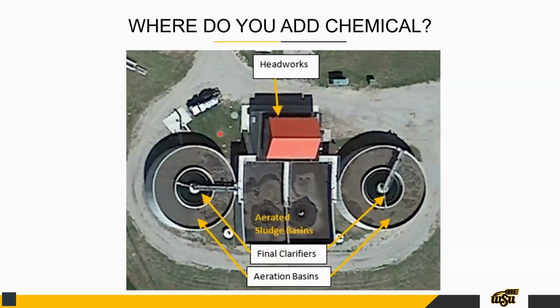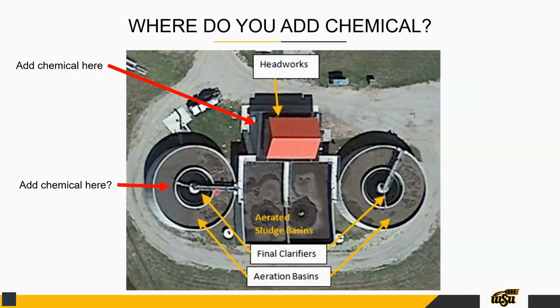Then you have plants that are kind of split, where you have parallel operations. This is Norton. You can add chemical to the headworks, which, if that's your only dosing point, would work pretty well. Unfortunately, that tends to not be the most cost effective dosing point. You add a lot more chemical than you do if you add it before the clarifiers.